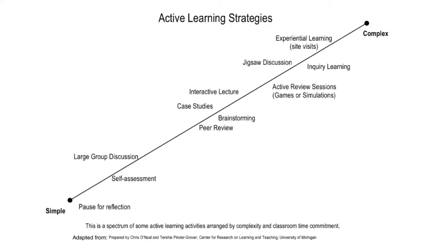Here are a few active learning strategies that you might use. You see it goes from simple to complex, and it has some examples of things that you could do. Pause for reflection: if you're asking questions in the middle of your lecture, make sure that you give enough time for your students to think about what you're asking. Large group discussions are a big back and forth. Self-assessment is where you have students reflect on their own learning.